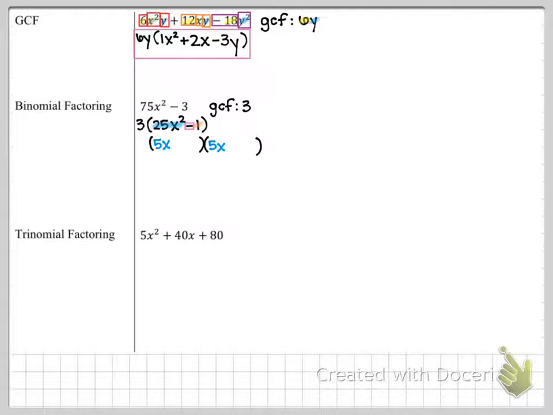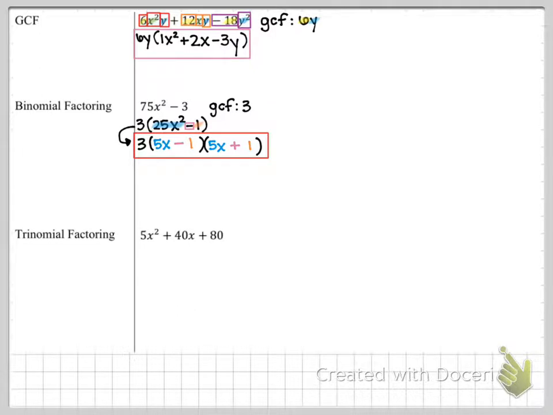I'm going to take a look at the second term. I'm going to square root 1. Well, the square root of 1 is 1. Then, in order to satisfy that negative sign, the only way this is going to work is if the signs are opposite each other. So one of these is going to be a negative, the other one is going to be a positive. Last but not least, do not forget to bring your GCF with you. So we're going to bring that 3 down from the previous one. And then I believe we are done. So not only was there a GCF, but we also have this difference of squares.